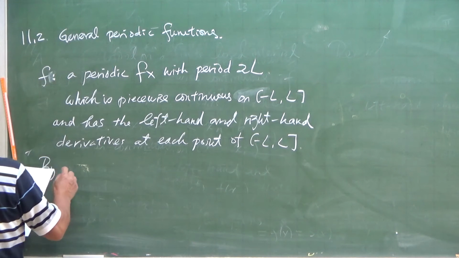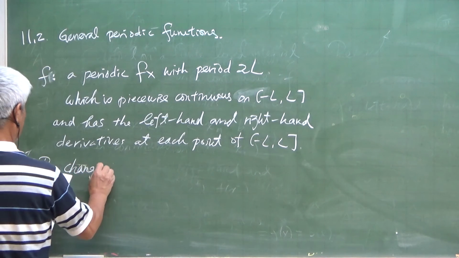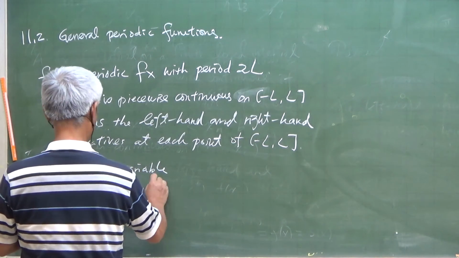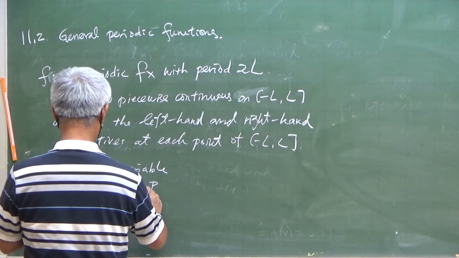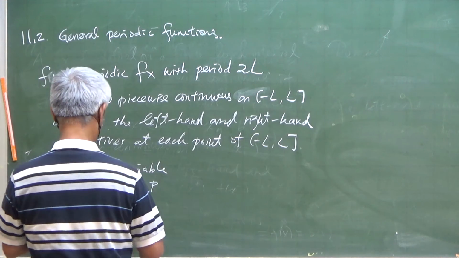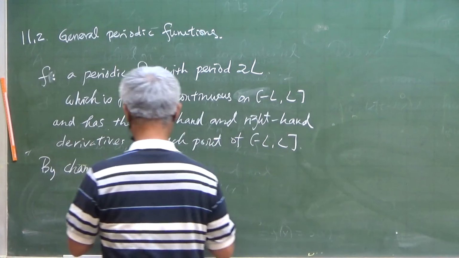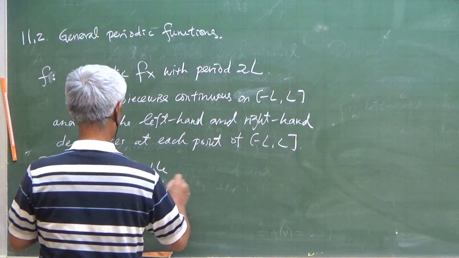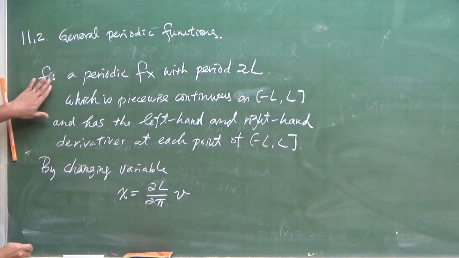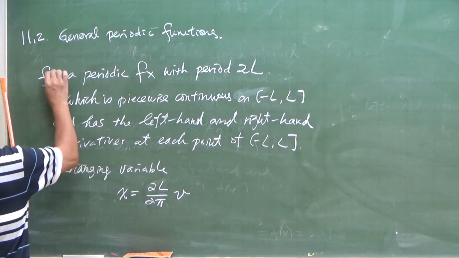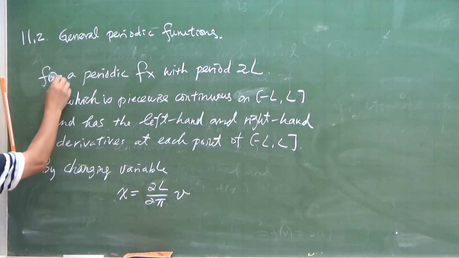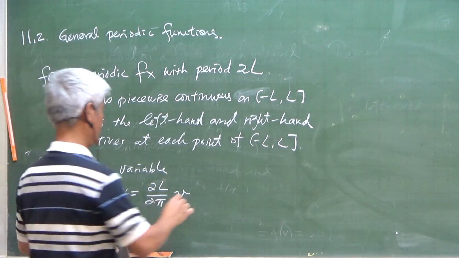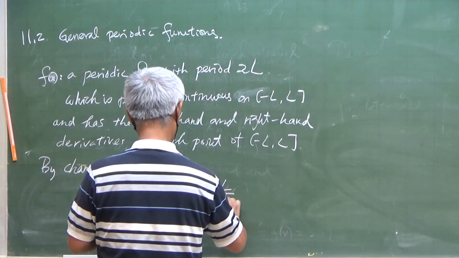Now, by changing variable, we let x equal to L divided by pi times t, so that the original f, so maybe I let x, it's here. So we just say x is equal to L divided by pi times t.